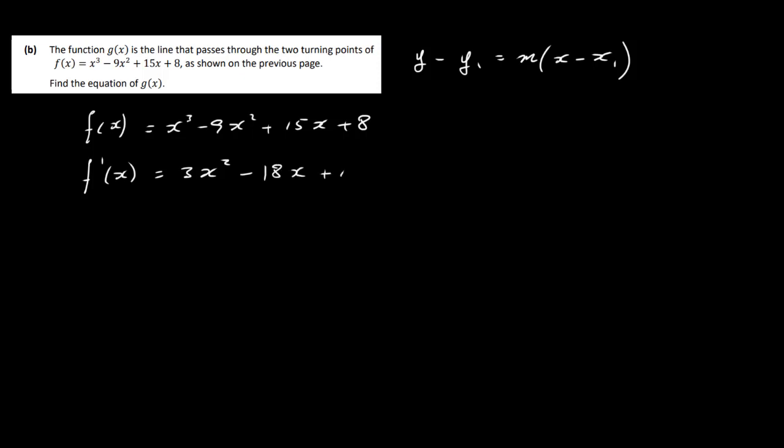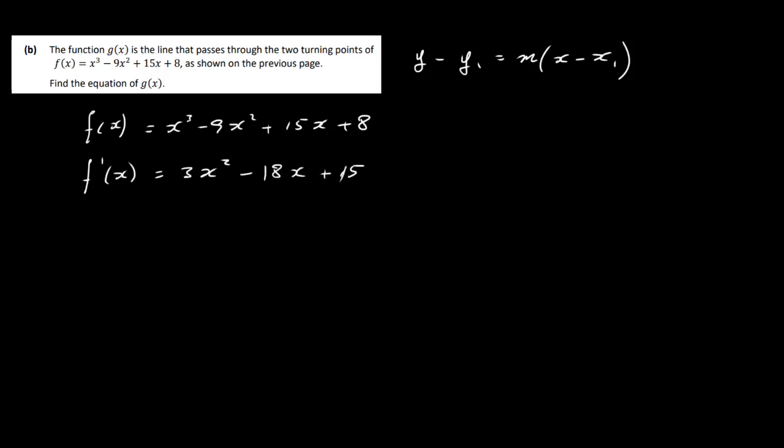So let's start that then. So we have f of x is equal to x cubed minus 9x squared plus 15x plus 8. So what we need to do is differentiate it. So we get 3x squared, that's minus rather, minus 18x plus 15.